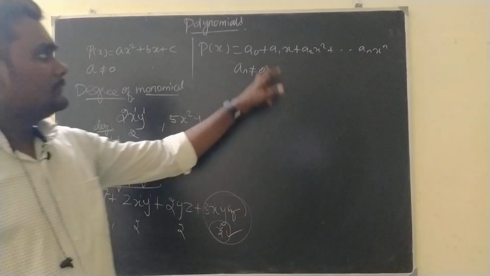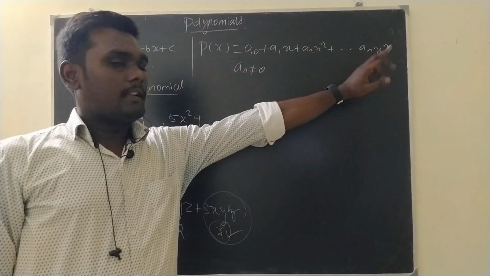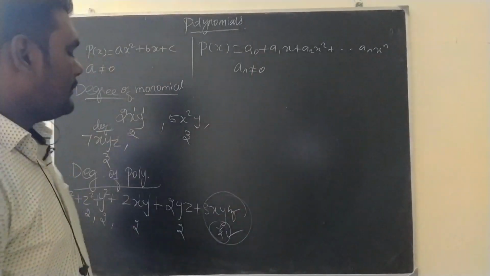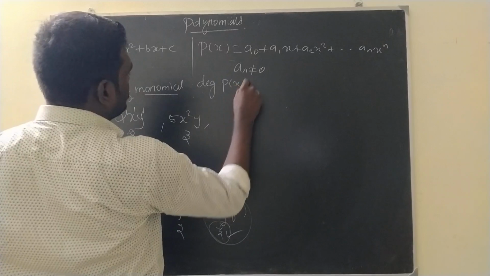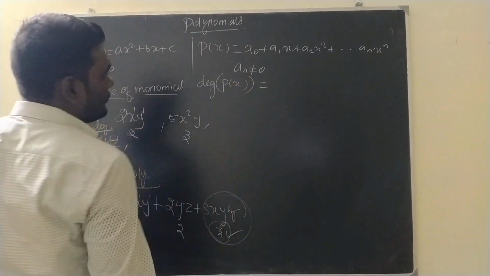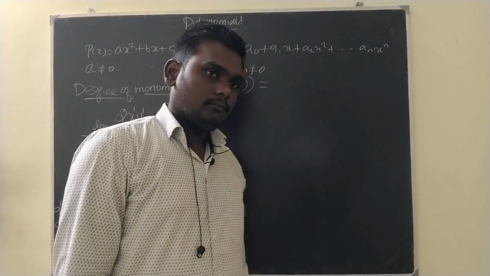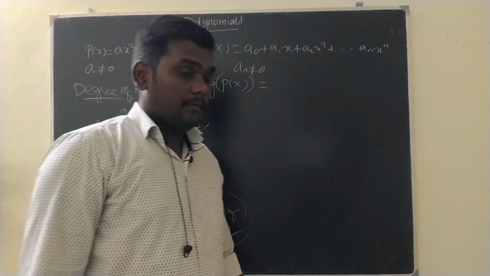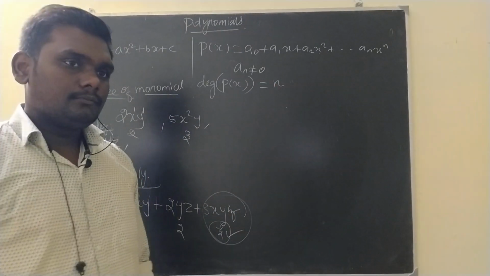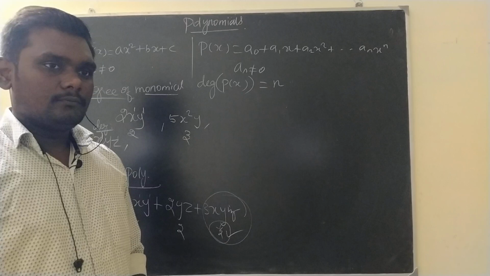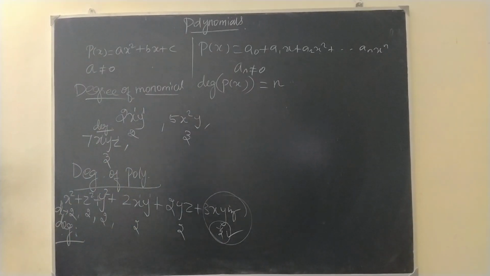Now here we have a0, a1, a2, x power 2 and so on, it goes up to x power n. What is the degree of this polynomial, do you think? n. That is it. Okay. After this, we have a definition called the value of the polynomial.